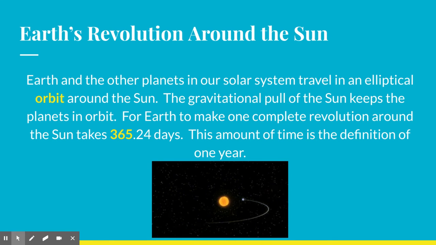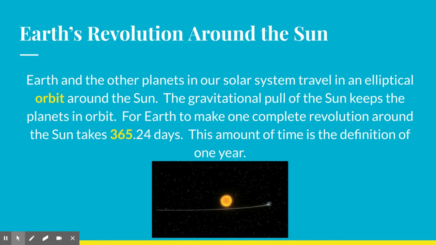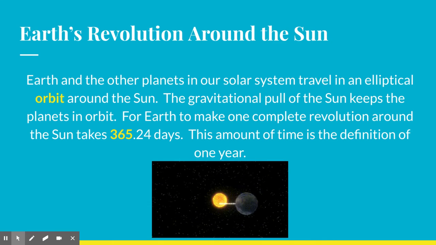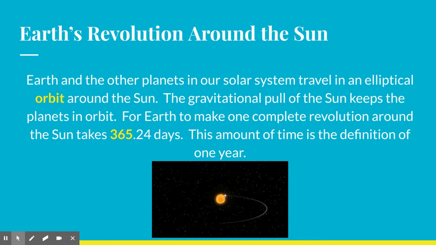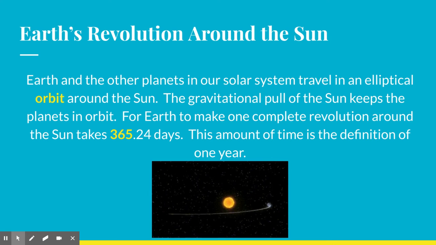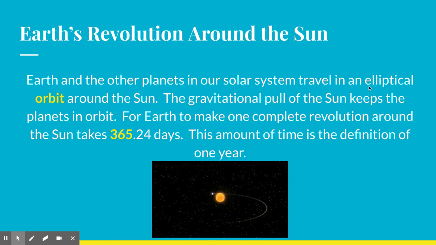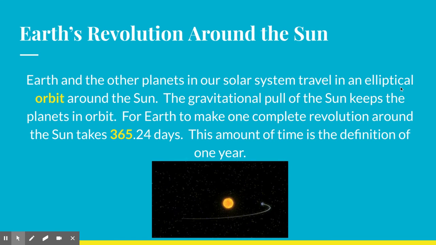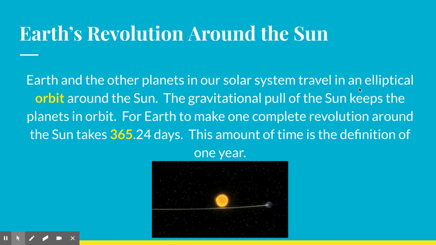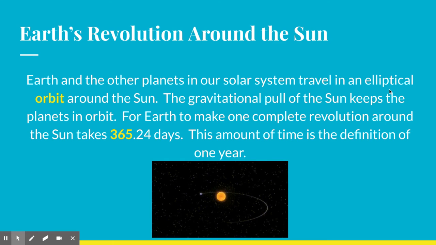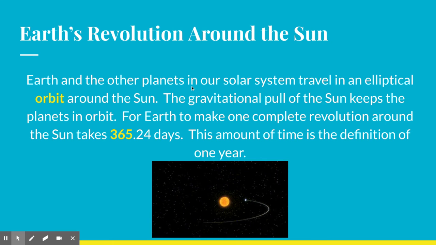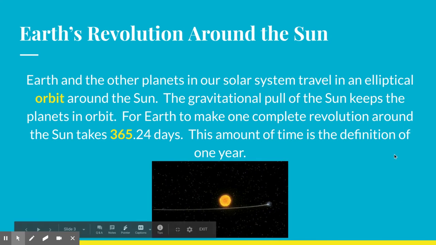All right, so first up, we're going to start with Earth's revolution around the sun. Basically, all of the planets in our solar system travel around the sun, and it travels in an elliptical orbit. Now, heads up, elliptical is a descriptive word, an adjective, that describes the shape of the Earth's orbit. And basically, elliptical just means oval shaped.